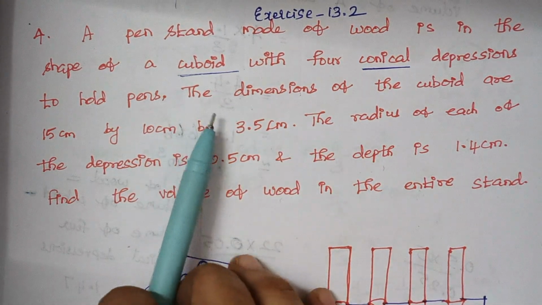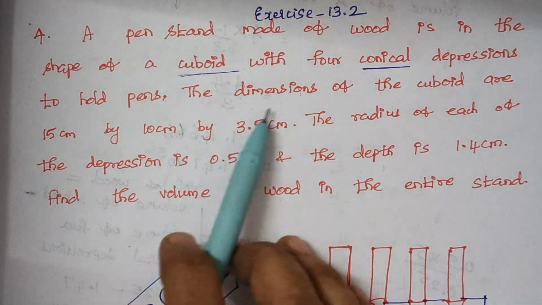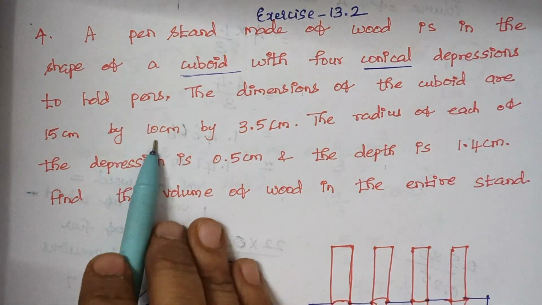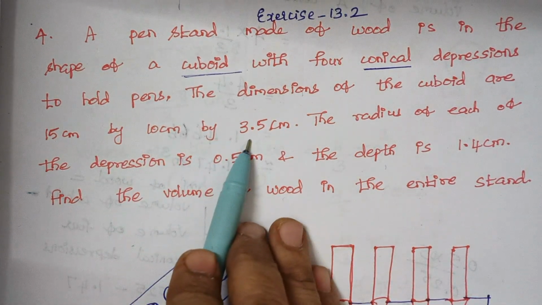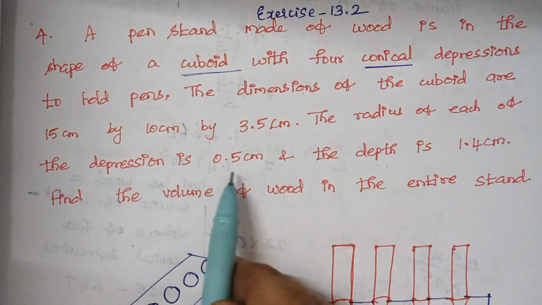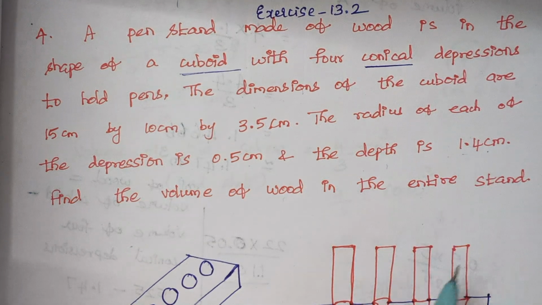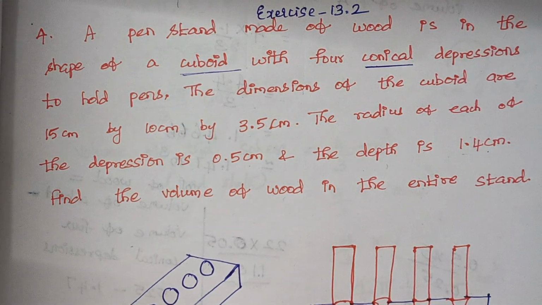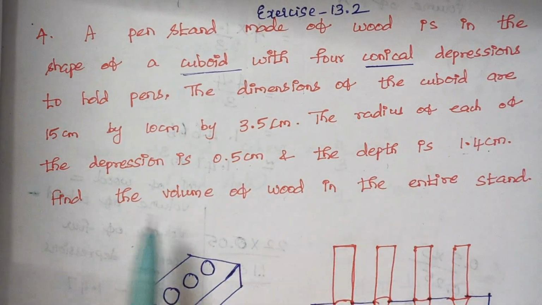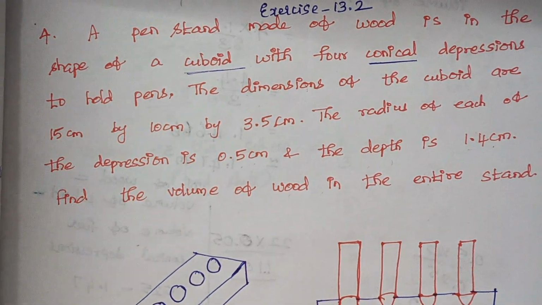And here you see the details of dimensions are given. The dimensions of the cuboid are 15 centimeter by 10 centimeter by 3.5. The radius of each of the depressions is 0.5 and the depth is 1.4, because it is in the form of a cone. So here the radius is given and the depth is given. Find the volume of wood in the entire stand.